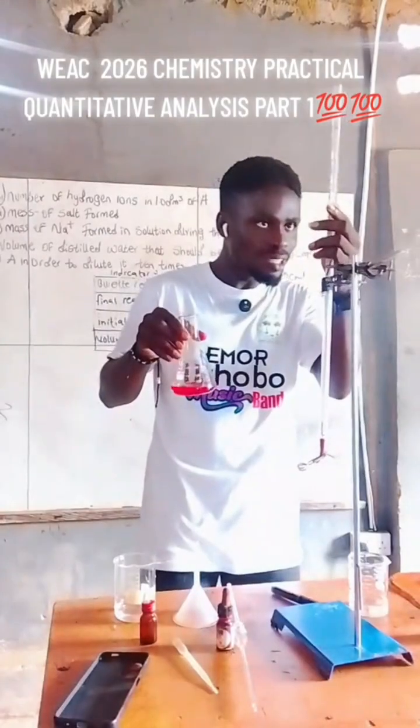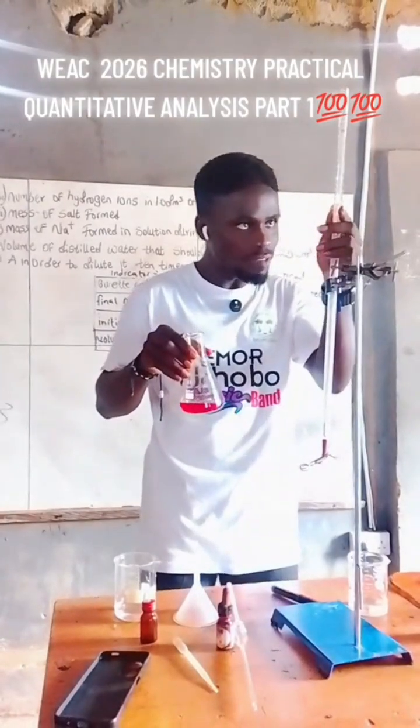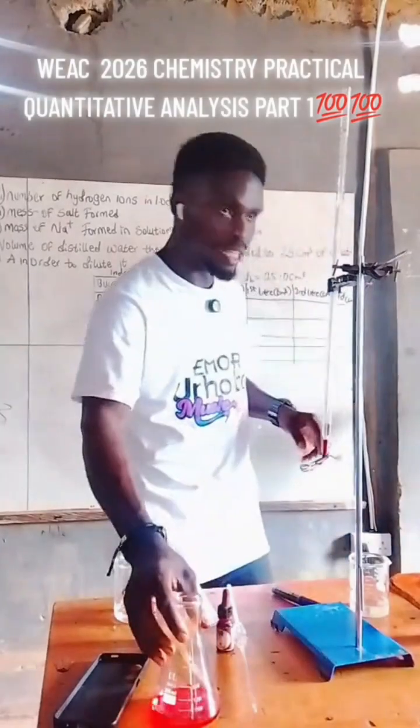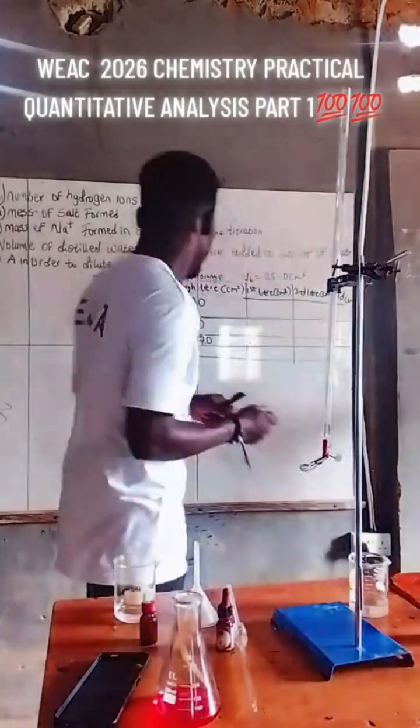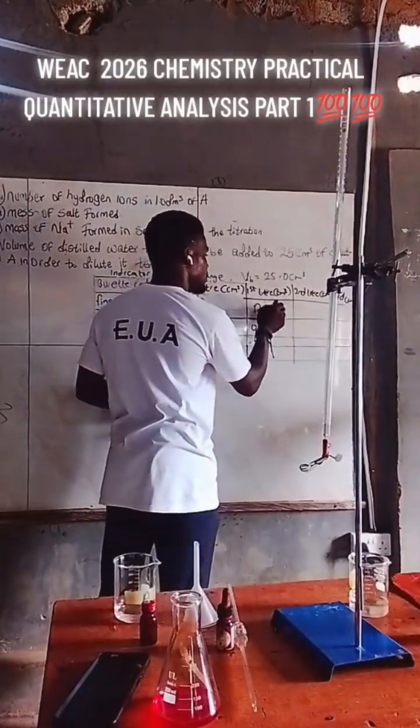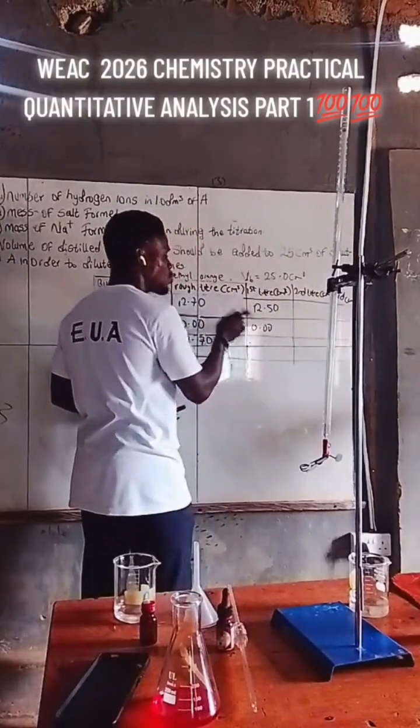So what have we got here? This is 12, this is 12.50. I got here, so my initial again is 0.00, abi. Final is what? 12.50, right? So that's what we have.